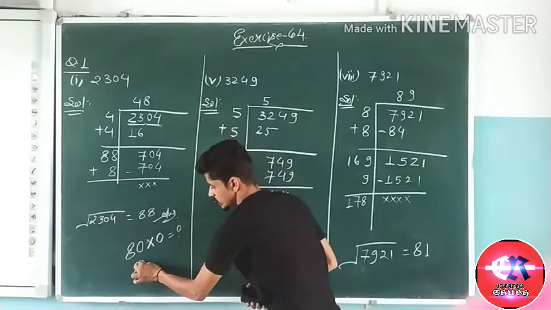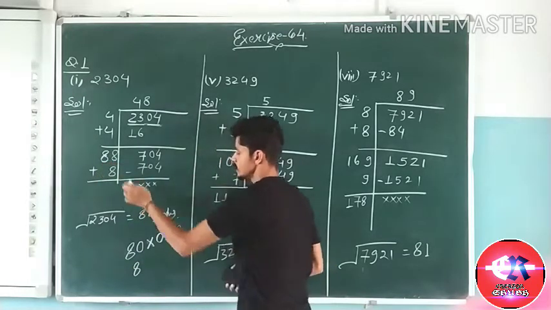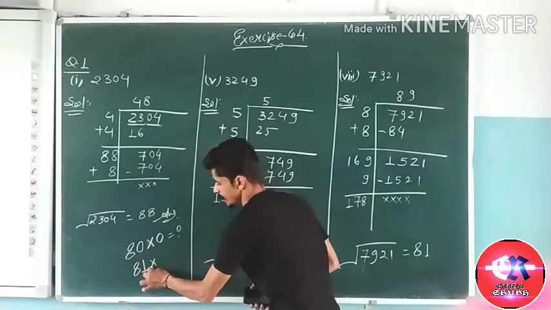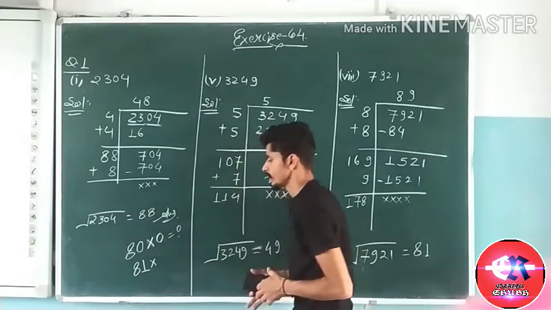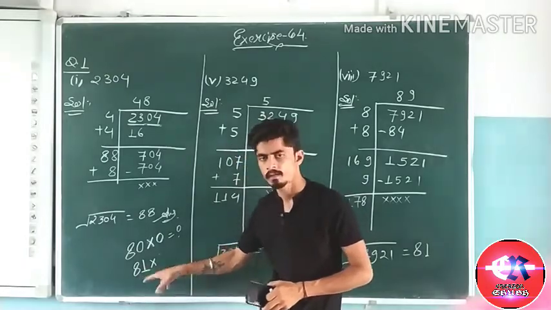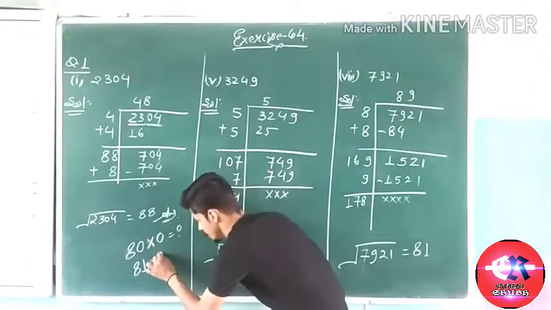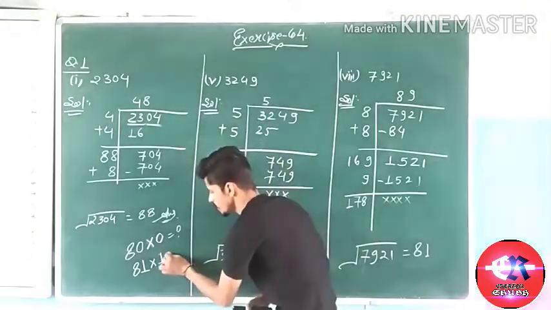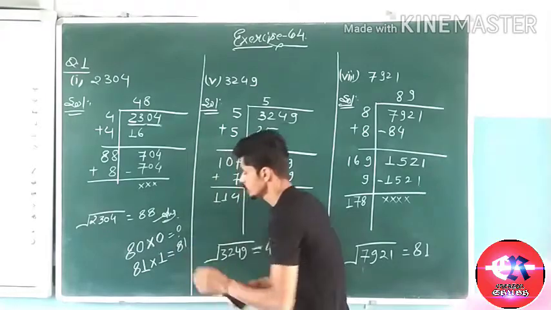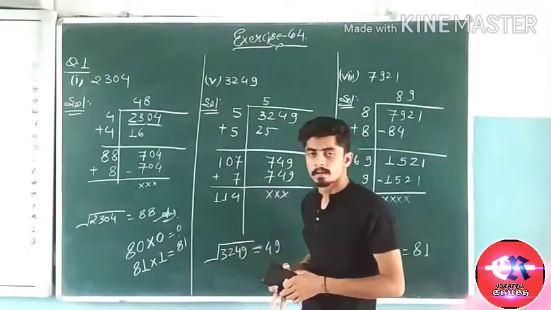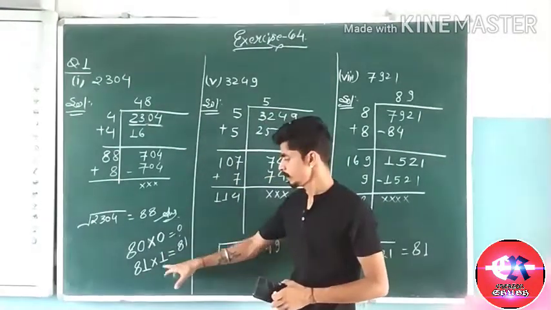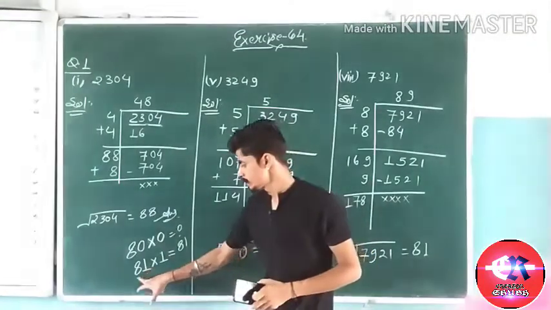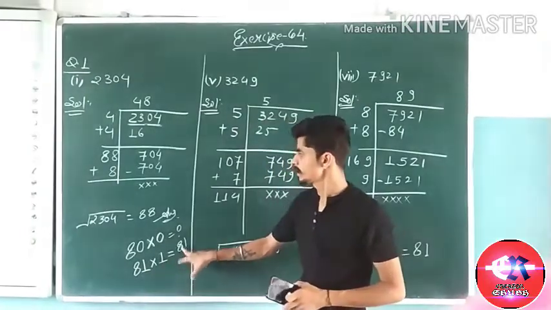Now we have to change the number after 8. 8 is already there, we have to take a digit after 8. So we have taken 1. Then it will become 81. Now 81 is multiplied by 1, which is equal to 81. So this is also not our answer. So on, you have to find which digit to take here, so that the new number multiplied by it gives 704.